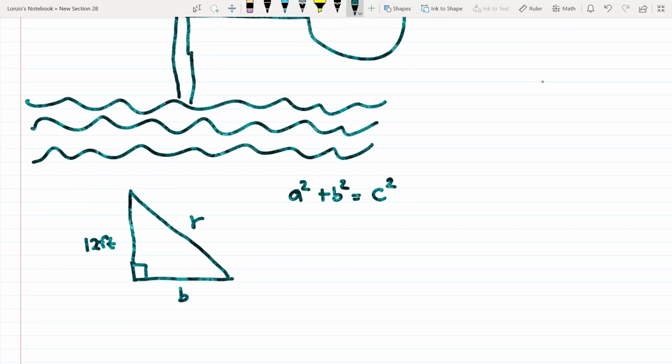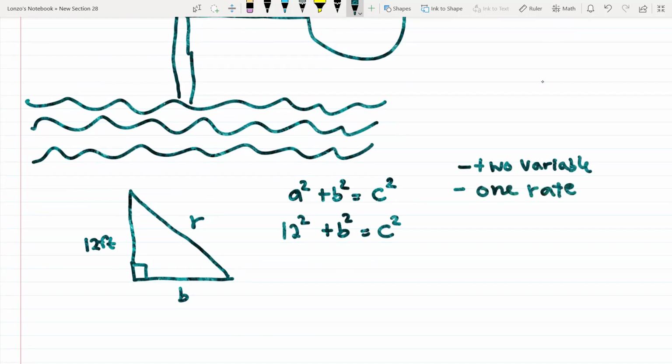Well, okay, wait, hold on. How many variables do we have? Oh, we can replace a with a leg, so that would be 12 squared. So now we have two variables. That means we should have one rate. So that makes sense. We do have one rate, so we don't have to substitute anything in.